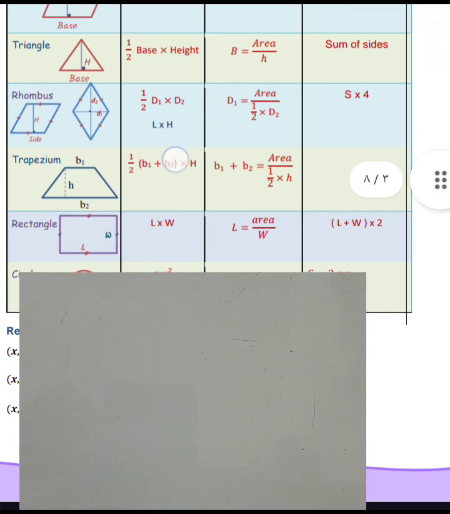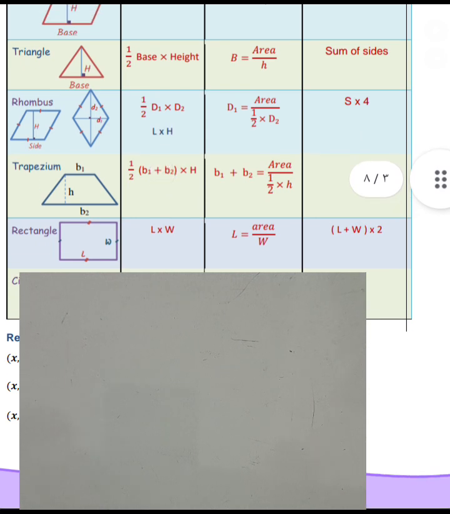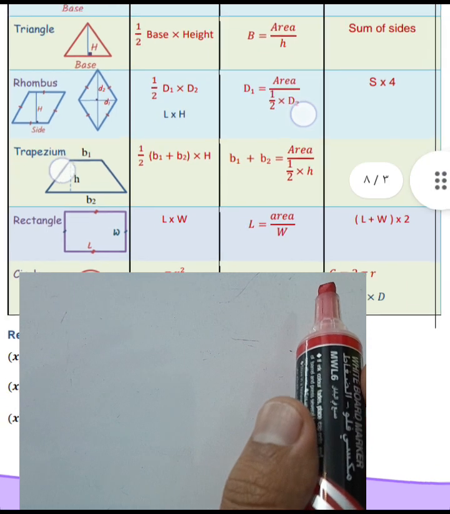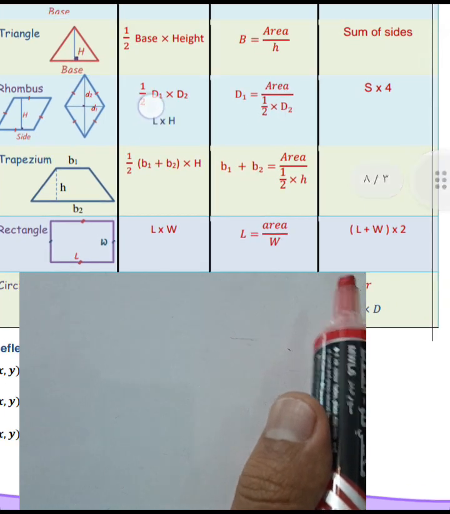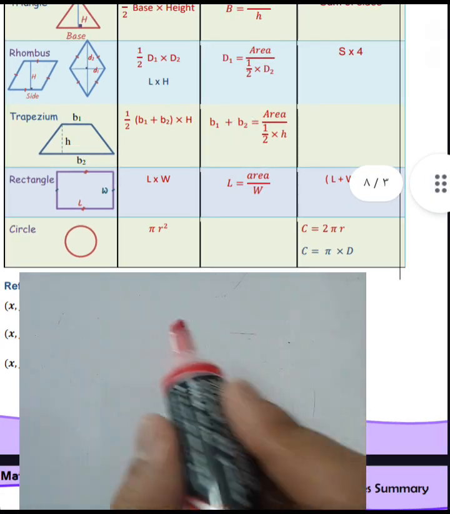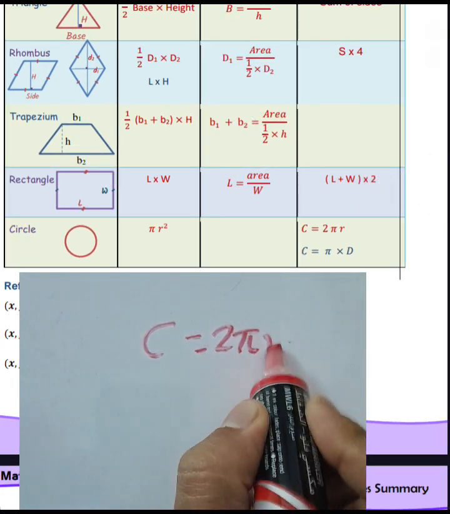Area of a rectangle equals length times width. To find the length, area divided by width. To find the perimeter, the sum of length and width times 2. The area of a circle is pi r squared, and the circumference of a circle is 2 pi r.